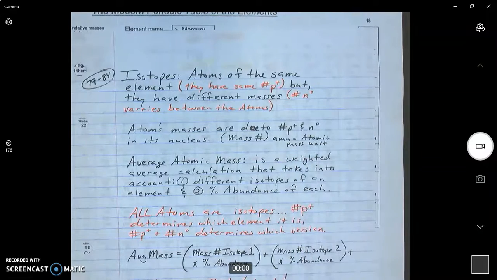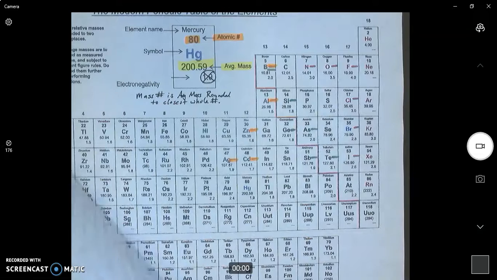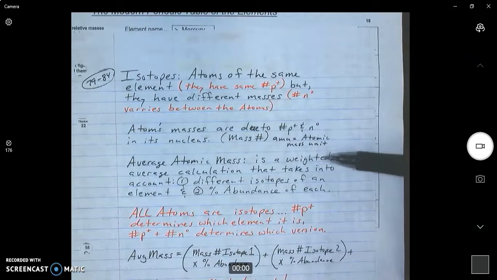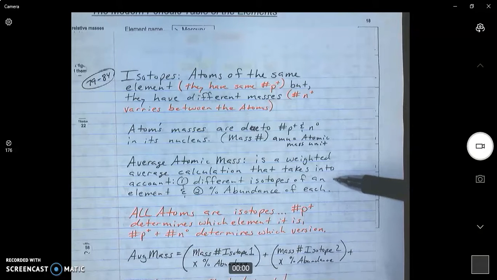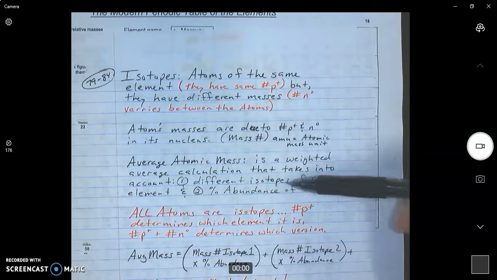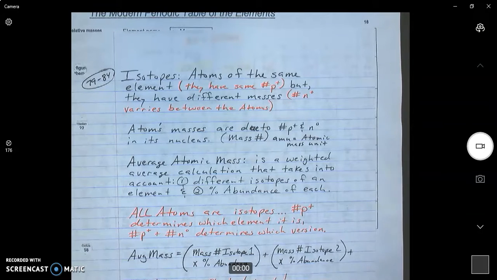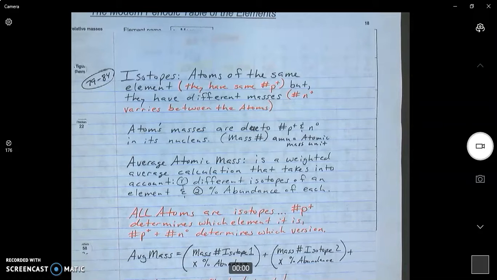Okay? Now, the average mass that we find on our periodic table is a weighted average calculation that takes into account the different isotopes that exist for an element and their percent abundance. The percent abundance is, as a percent, how much of a sample is a certain isotope, an atom of that element with a distinct number of neutrons. All atoms are isotopes, so keep that in mind. Every single atom is an isotope.